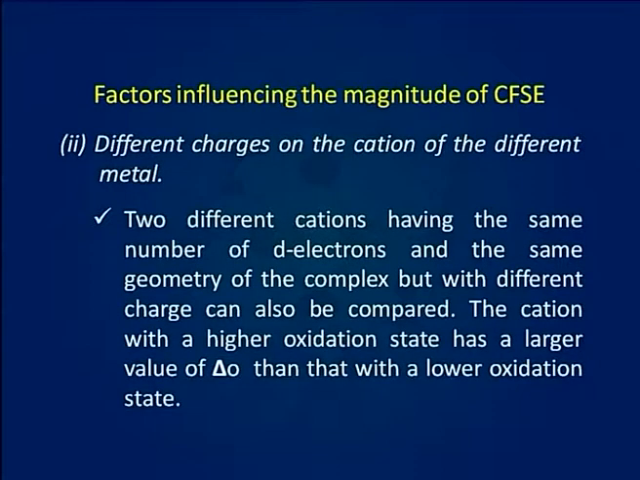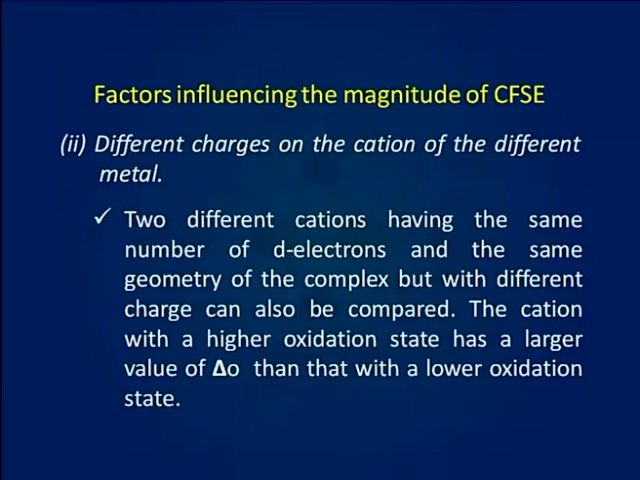This effect is probably due to the fact that the central ion with higher oxidation state, that is with higher charge, will polarize the ligands more effectively, and thus the ligands would approach such a cation more closely than they can do the cation of lower oxidation state, resulting in larger splitting. Two different cations having the same number of d electrons and the same geometry of the complex, but with different charge, can also be compared.